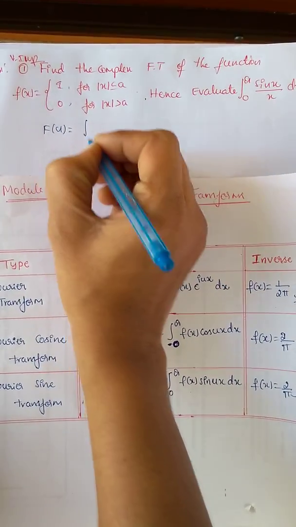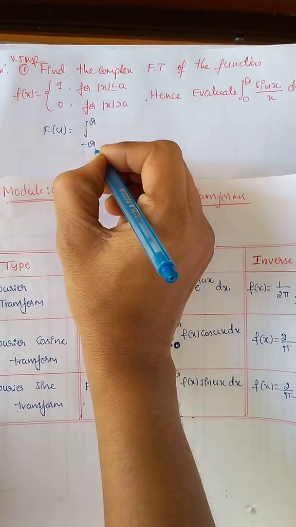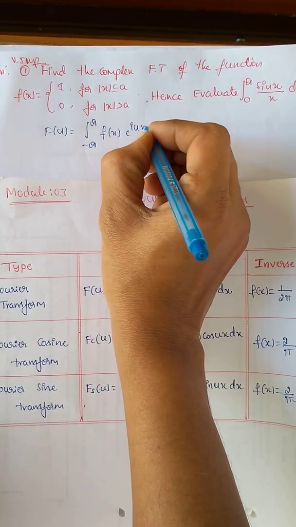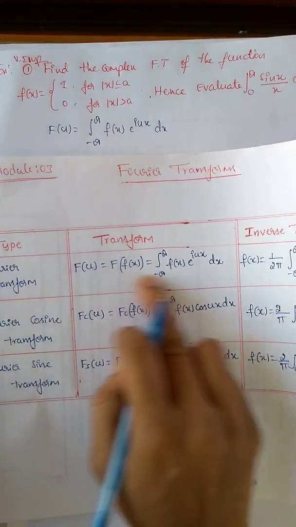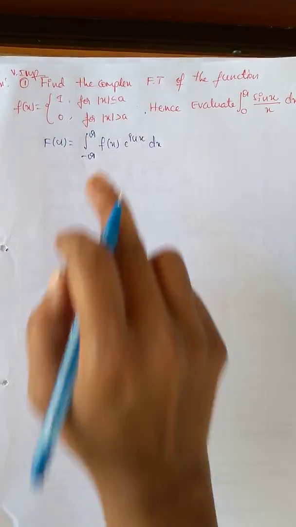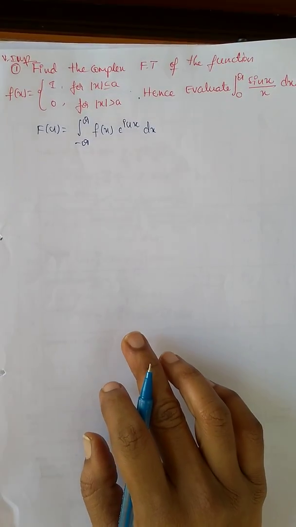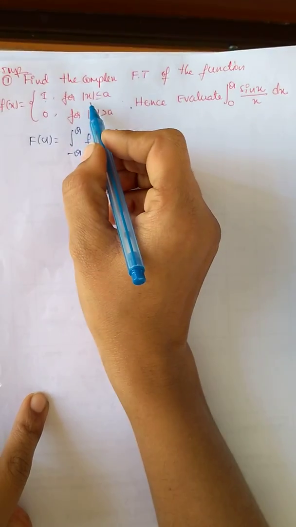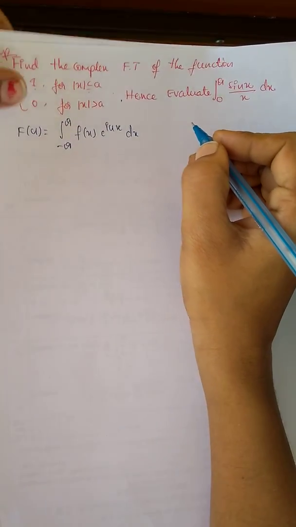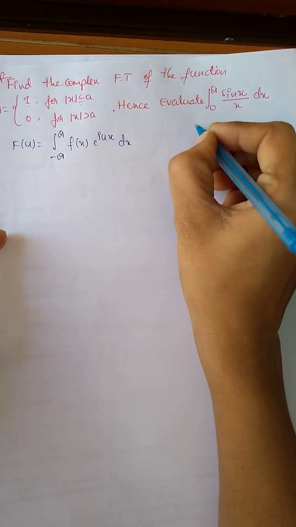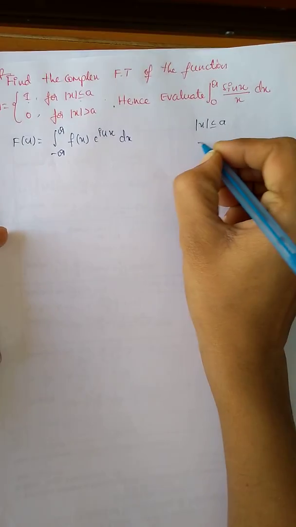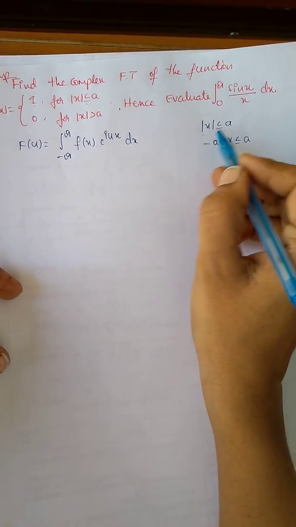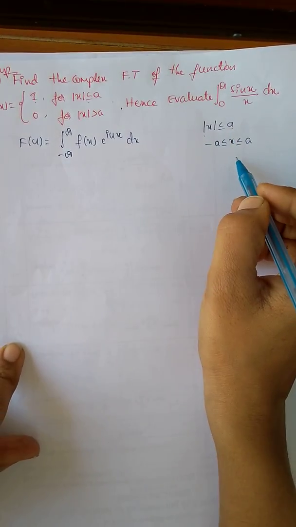F of u is equal to, we know that, integration from minus infinity to infinity, the formula is f of x into e to the power of iux into dx. This is the Fourier transform formula. Next, substitute the function f of x. Here f of x is given as a split function: f of x is equal to 1 when mod x is less than or equal to a. We know that mod x less than or equal to a can be written as minus a less than or equal to x less than or equal to a. So mod x less than or equal to a is nothing but x lies between what?